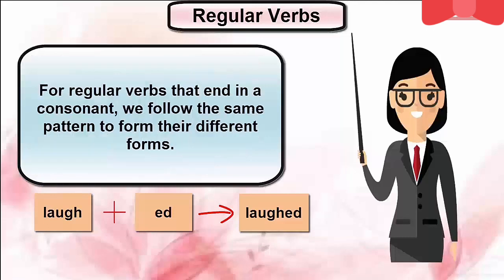Similarly, for regular verbs that end in a consonant, we follow the same pattern to form their different forms. Here are some more examples.